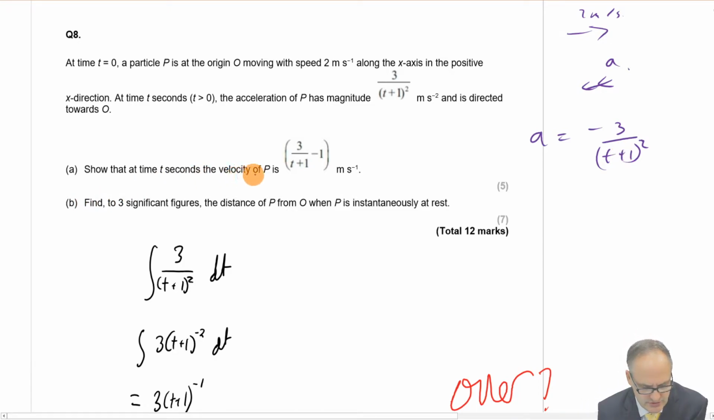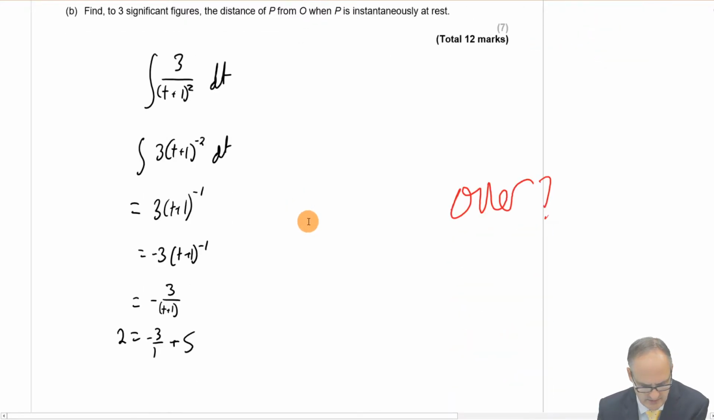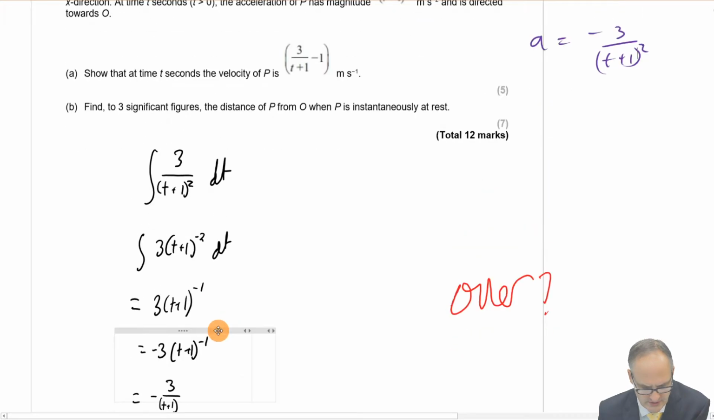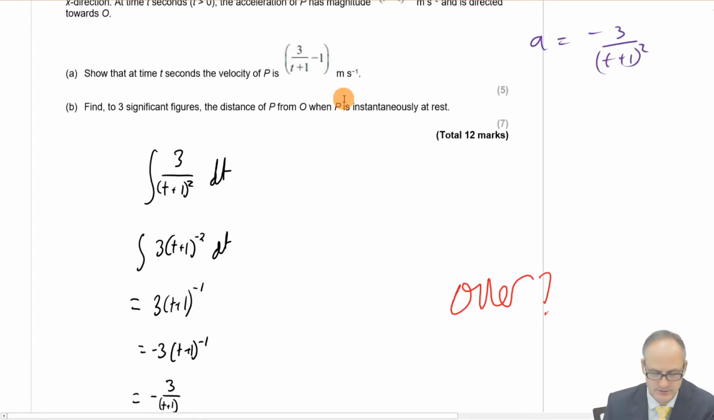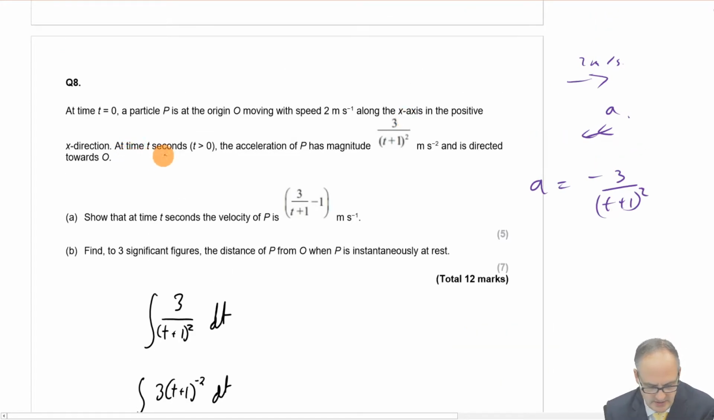Okay, so we want to show that at time t seconds the velocity is equal to this, and you had a go at that. You've integrated, you've got that, and then, because you've got a minus sign here, you're wondering what to do to get a positive sign on the function. Well, if you start off from a negative, that will solve your problem. Why is it negative again? It tells you here that it has this magnitude, and it's directed towards O.